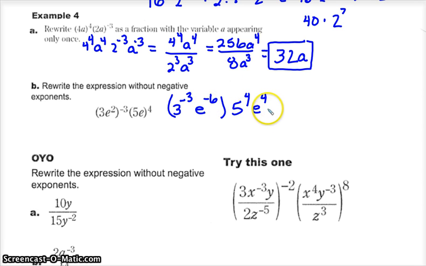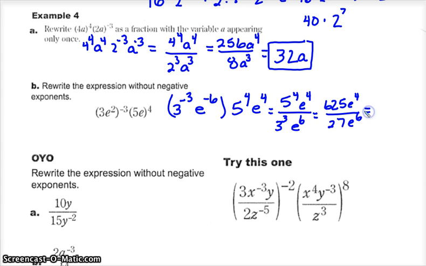My negative exponents get shipped to the bottom, so 5 to the 4th, e to the 4th will stay up top, and I'll have 3 to the 3rd and e to the 6th on the bottom. This simplifies to 625 e to the 4th over 27 e to the 6th. Following my properties of powers, I will subtract my exponents since we have the same base that I'm dividing. So my final answer is 625 divided by 27e squared.